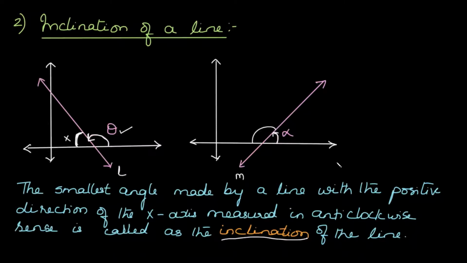Now over here, remember that the inclination of a line is an angle which comes between 0 and 180. So we have 0 ≤ θ ≤ 180 degrees. So the inclination may be an acute angle or an obtuse angle, but always the inclination is positive. It is always measured in anti-clockwise direction and it comes between 0 and 180 degrees.